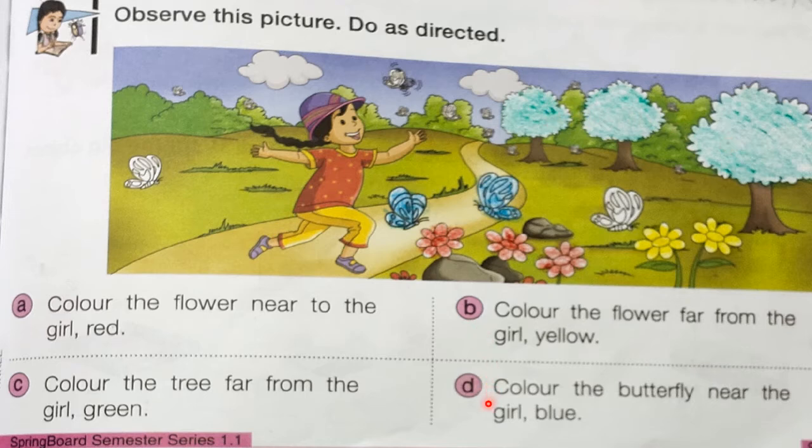Okay. Now next, D. Color the butterflies near the girl. What do they ask? They ask to color the butterfly that is near. Which is near? These two butterflies are near, and this one is far. You should not color this one. You have to color the near butterflies in blue color. I have colored for you, and you have to do it in your textbook. Okay, children.